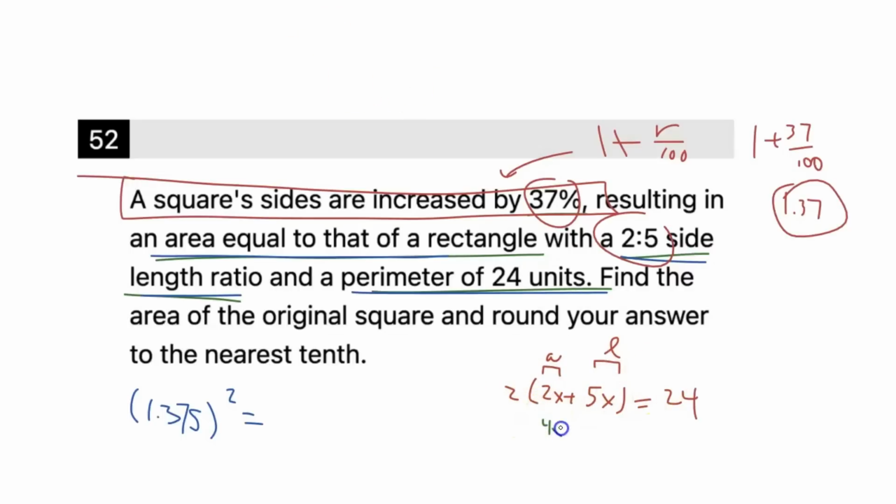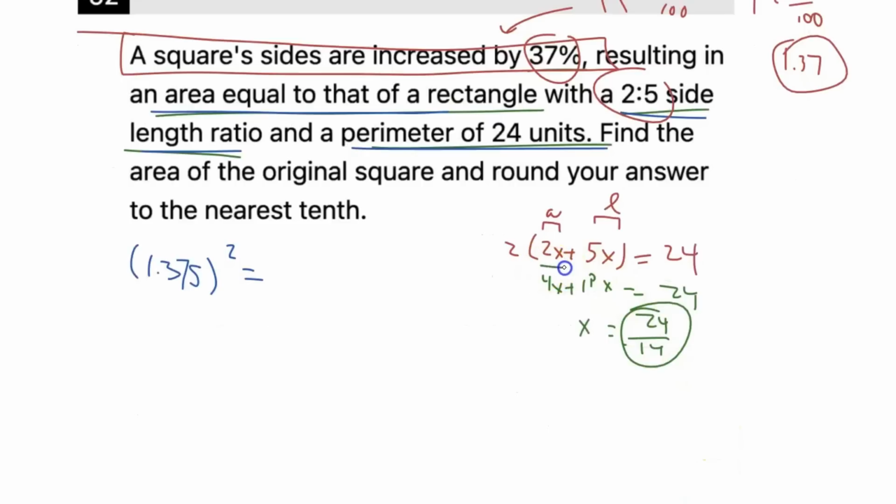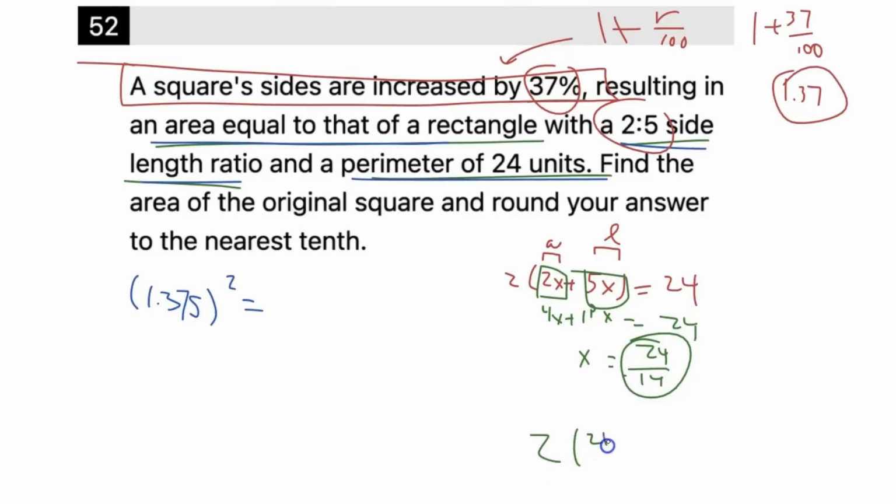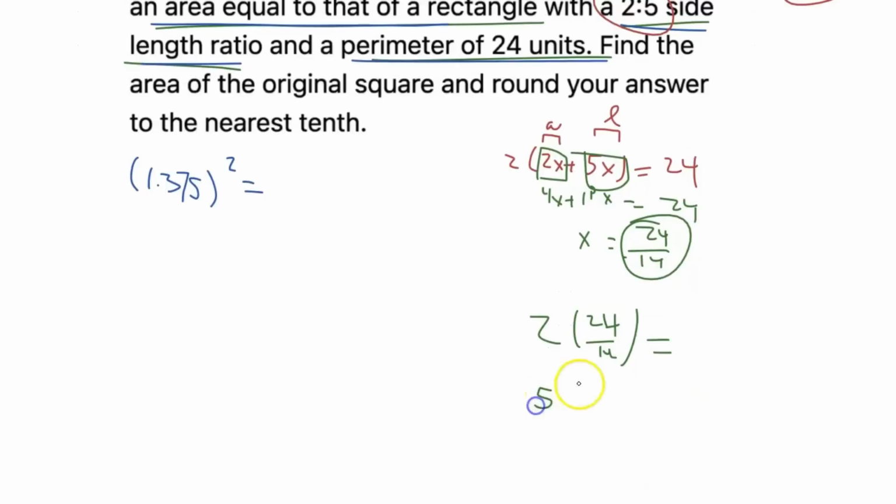So we get 4x plus 10x. Oops, okay, just pretend that's 10x equals 24. So that's 14x equals 24, and so x must equal 24 over 14. So what do we do with this value of 24 over 14? Well, pretty simple. We plug it into 2x and we plug it into 5x to solve for the actual value of the width and the length. So 2 times 24 over 14, and then we're also going to have 5 times 24 over 14. So this will give us 48 over 14 and 120 over 14.